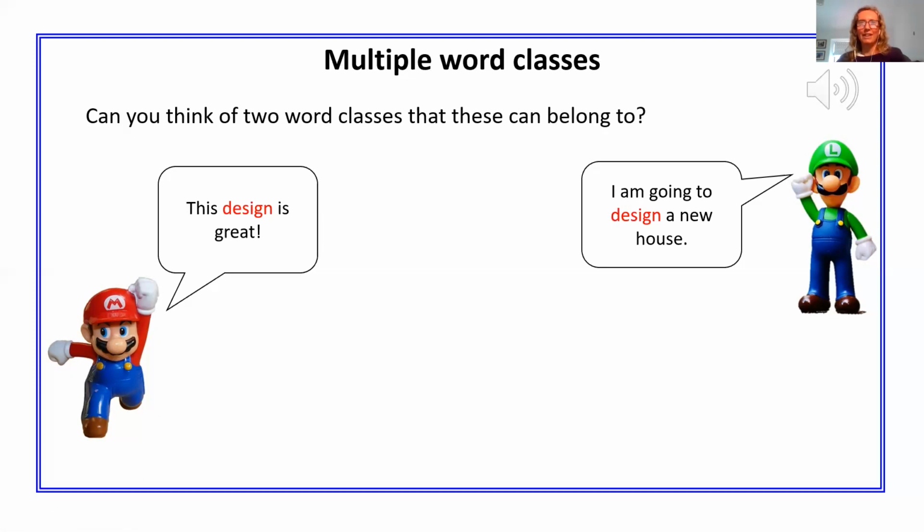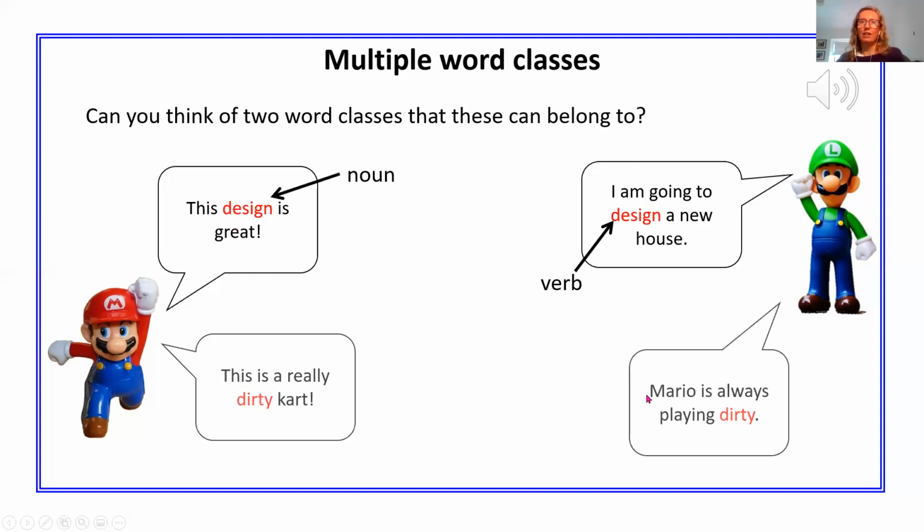Well done if you've done that, Year 3. Let's have a look. So the noun, this design is great, and the verb, the action word, the doing word, the being word, I am going to design a new house.